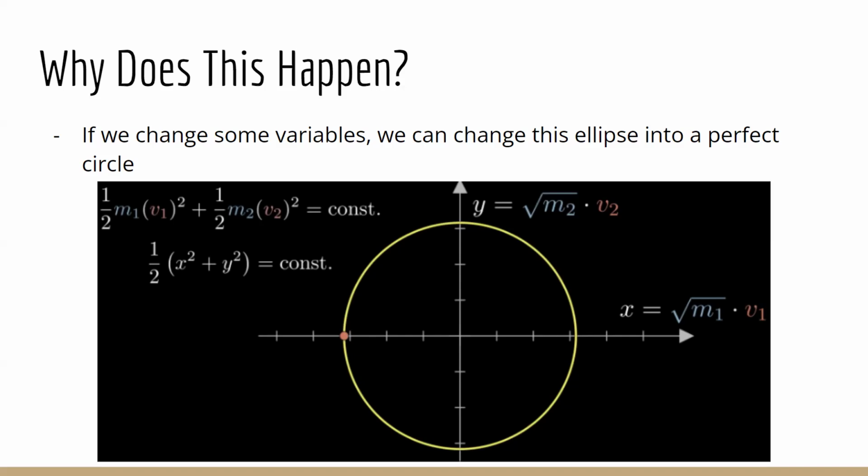Now, when the big block collides with the smaller block, what do we think is going to happen to that dot?